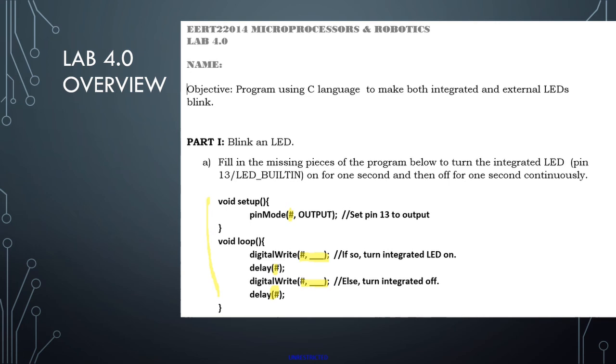To turn on the integrated LED, again, you can use either pin 13, you can fill that in, or you can use LED underscore built in, right? They're essentially the same thing for that integrated LED. And I do specify a time. So turn that on for 1 second and then turn that off for 1 second continuously.